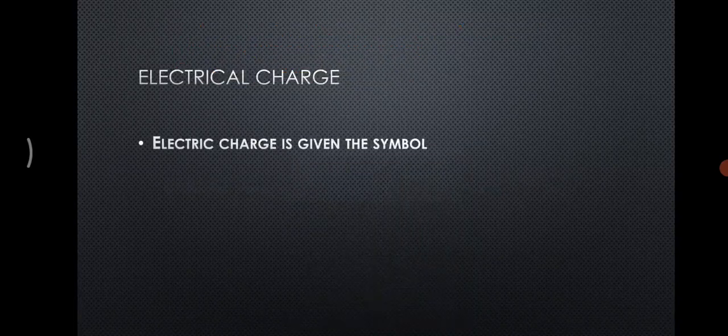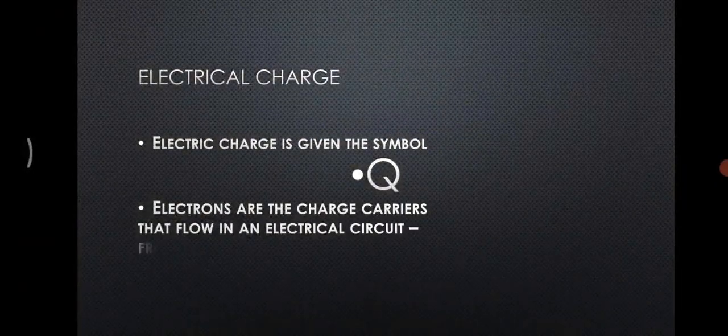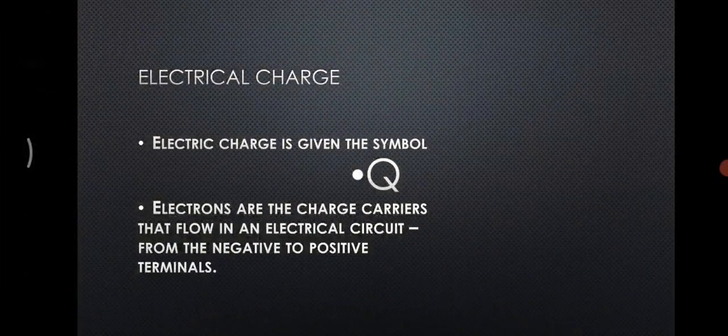So now what is this electrical charge? Positively charged particles and negatively charged particles are nothing but the electrical charge, and they are given by the symbol Q. So we are going to represent electrical charge by Q. And the electrons are the charge carriers that flow in the electrical circuit. Usually in our circuits, electrons are the charge carriers, and they will be flowing in our circuits from negative to positive terminals.